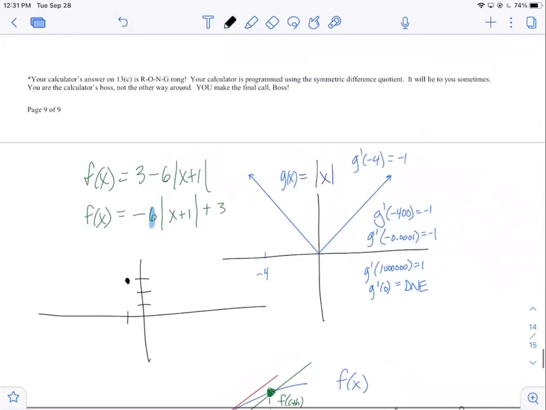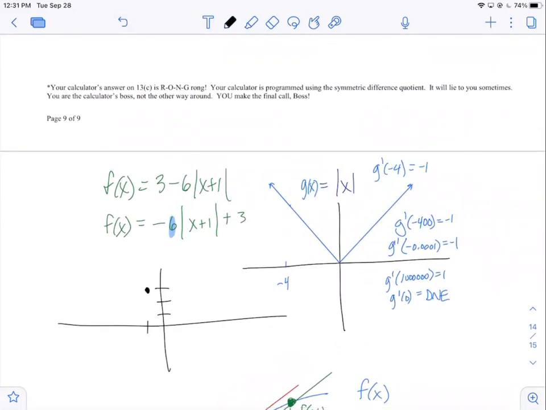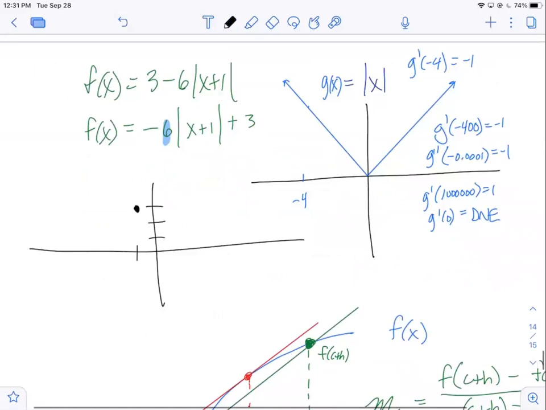Now, just to make it as accurate as possible, since I'm going to be crossing the y-axis, what is f of 0? What's the y-intercept? 0 plus 1 is 1. The absolute value of 1 is 1, times 6 is 6. 3 minus 6 is -3. Yeah, boom. So there's another one.